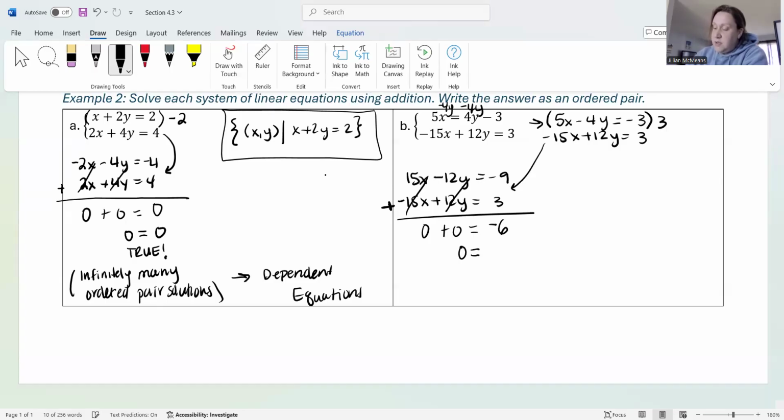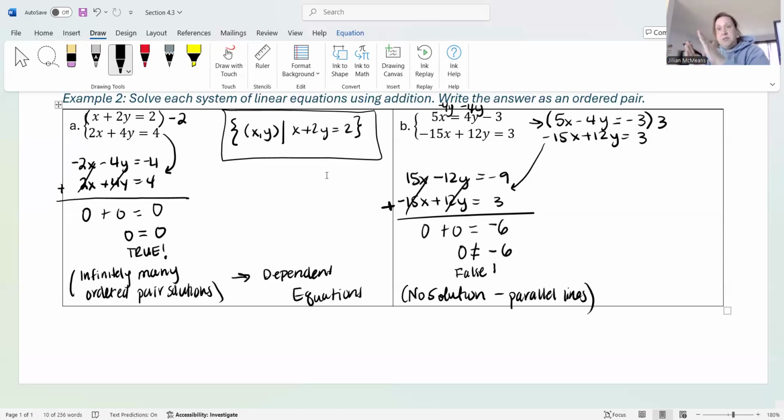So this simplifies to be 0 equals -6, which is not true. So this is false. This tells me there's no solution. And remember, no solution occurs when we have parallel lines. So if we were to solve these two equations for y, we could, we don't have to, but if we were to solve these two equations for y, what we would see is that they have the same slope, but they have different y-intercepts. So that means they have the exact same steepness or tilt. They're never going to intersect. So we would just state here there's no solution.